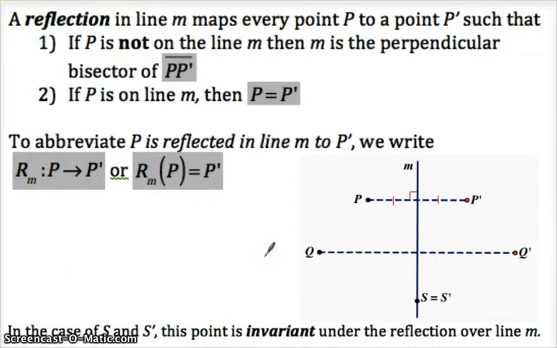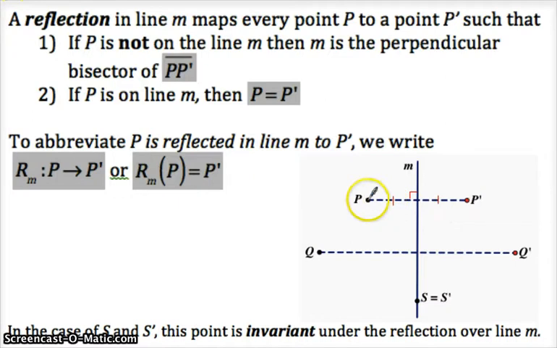That's for any point off the line. So if P is not on the line, you start heading perpendicularly towards the line. You get there, you're halfway there. You keep going, and when you've gone that same distance on the other side of the line, or kind of behind the mirror, you can stop.